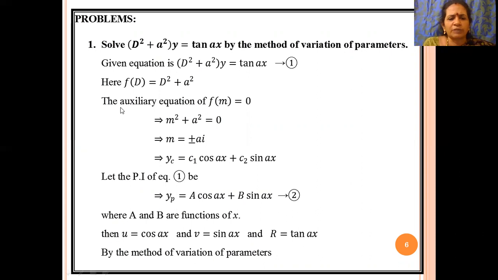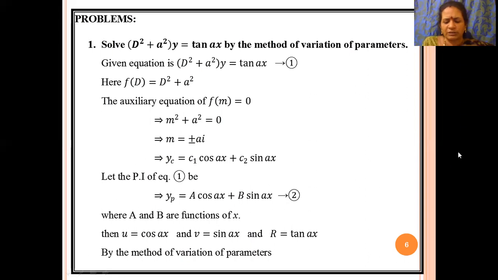Now after that, we are going to find the auxiliary equation, f of m is equal to 0. So we find the auxiliary equation, that is f of m is equal to 0, meaning in place of D we substitute m: m square plus a square is equal to 0. Now from this we get the roots: m is equal to plus or minus ai, right? So if we get the values of m like this, then directly we can substitute this in yc. That is what we call the auxiliary function.